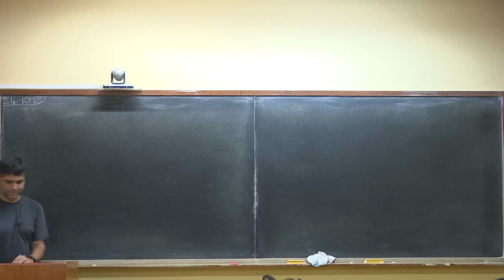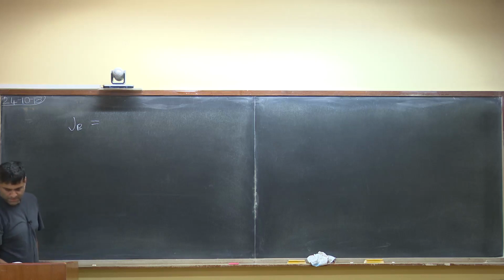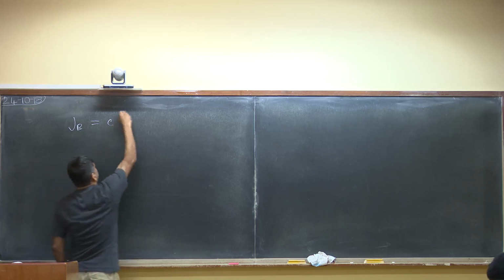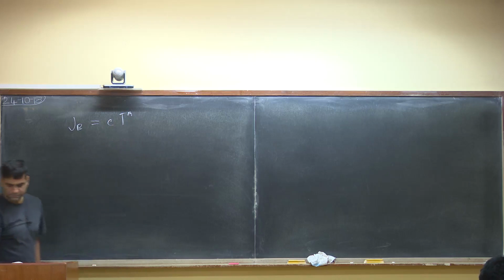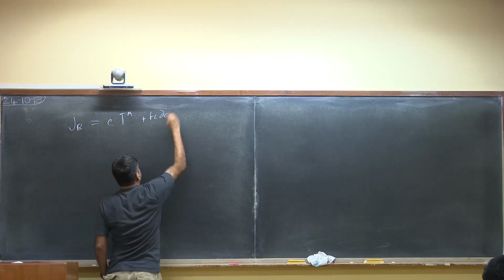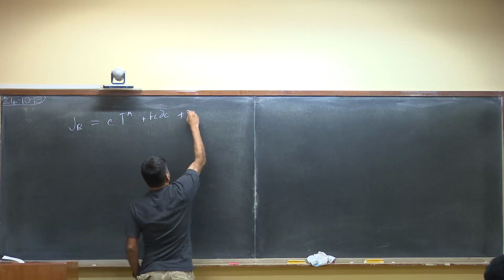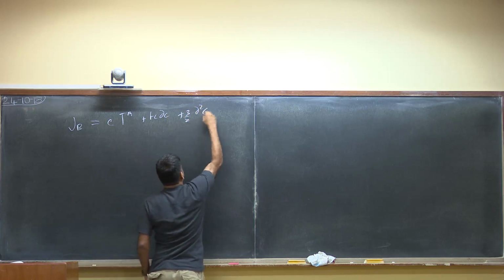Of our discussion was the following. We concluded that we had a BRST current, this J_B, which was equal to c times the matter stress tensor, plus bc ∂c, plus 3/2 ∂²c.